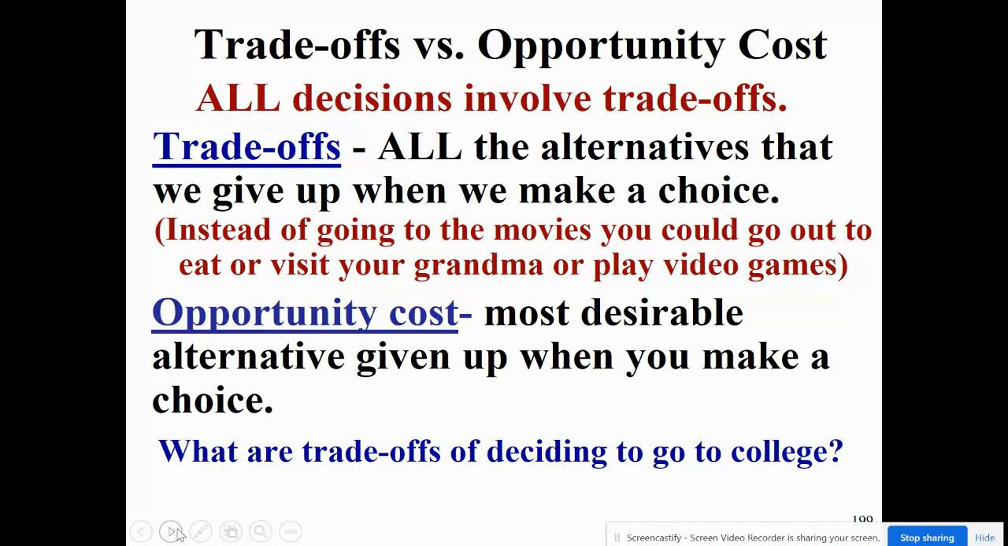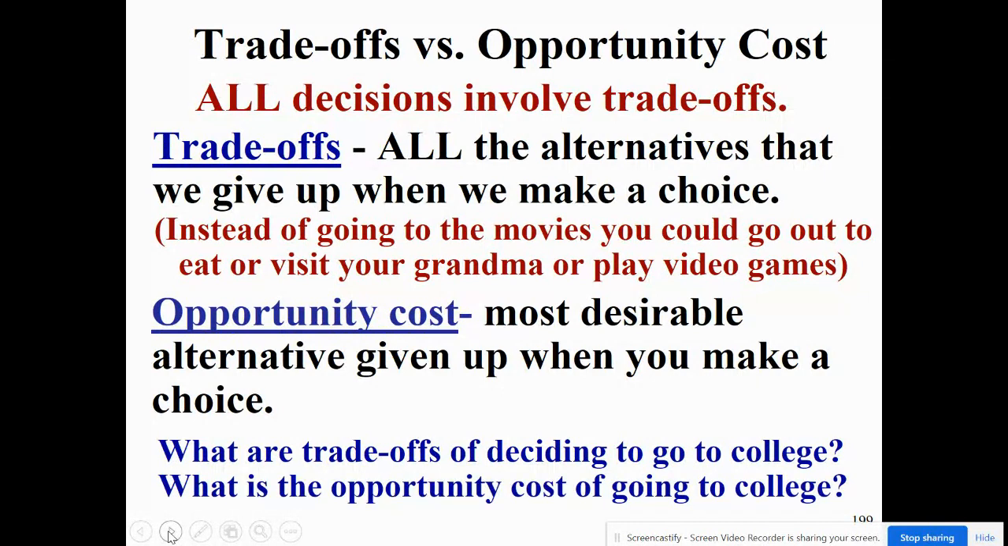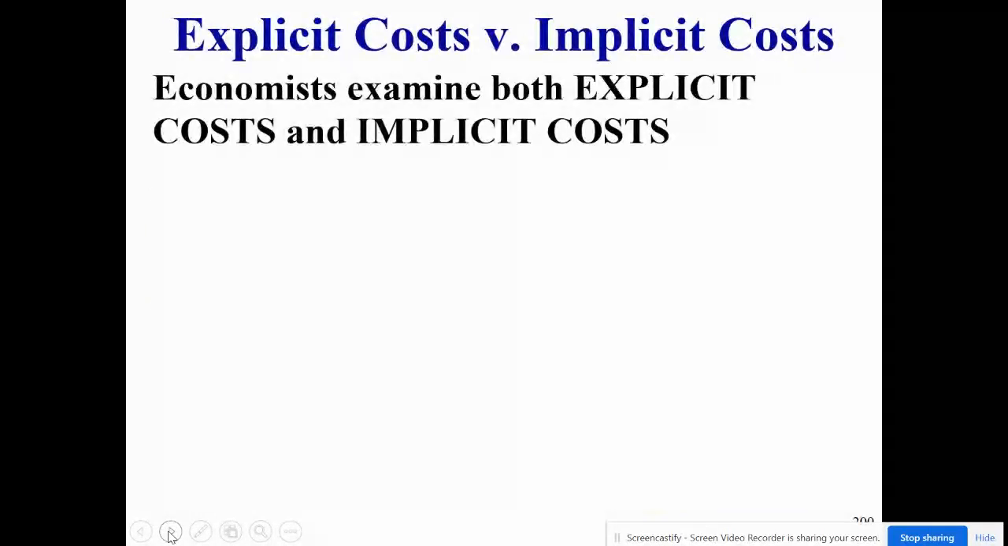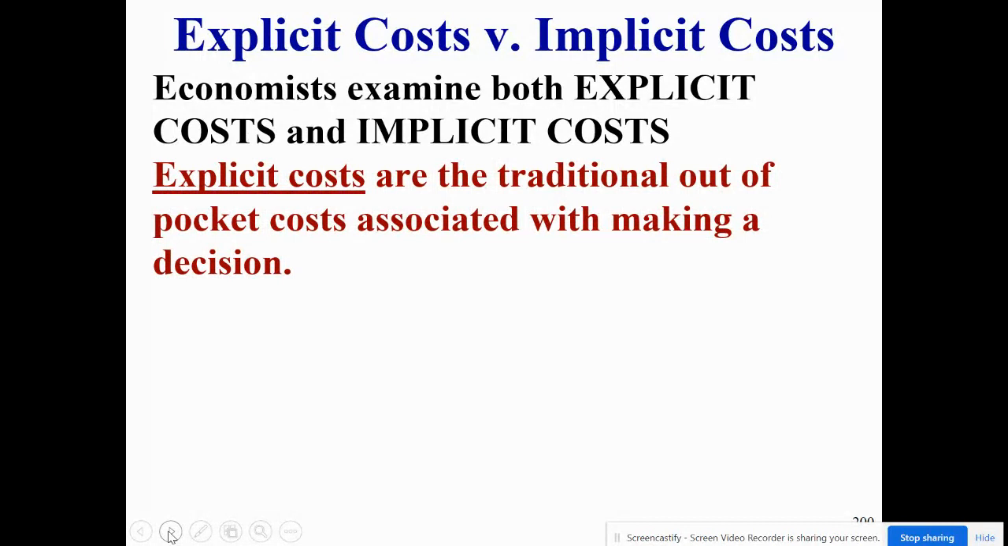So are you taking into account the trade-offs, your implicit and explicit costs? Those words that we haven't talked about since unit one, the out of pocket costs and then those other costs that you're losing out on, right? So what is your trade-off for going to college is you could work instead. Your opportunity cost is what you're giving up to go to college. So we're looking at explicit and implicit costs. So your explicit costs are those traditional out of pocket expenses.